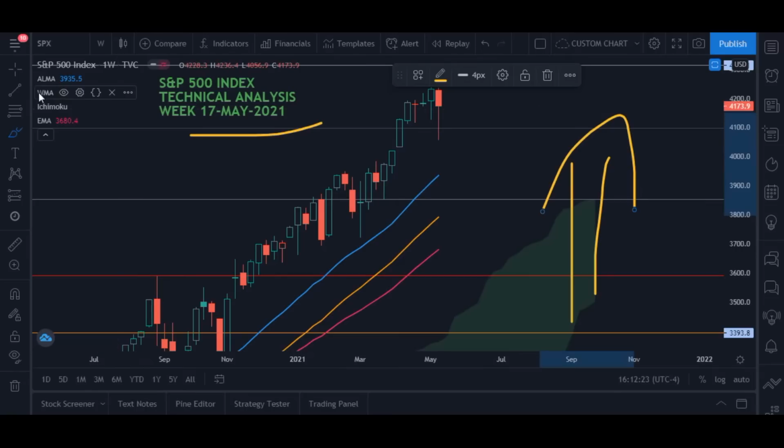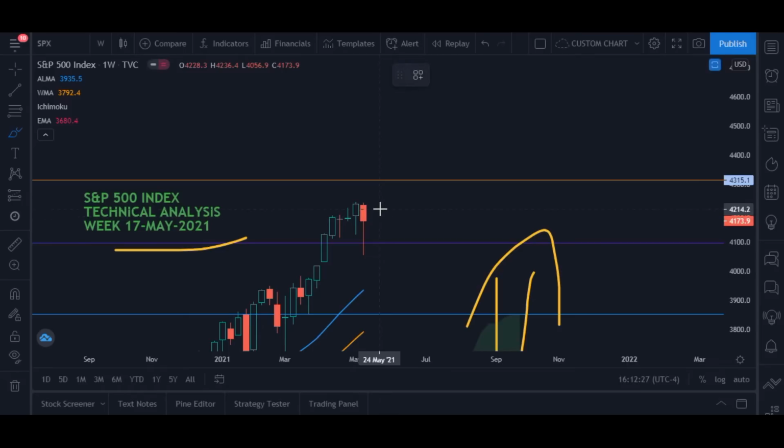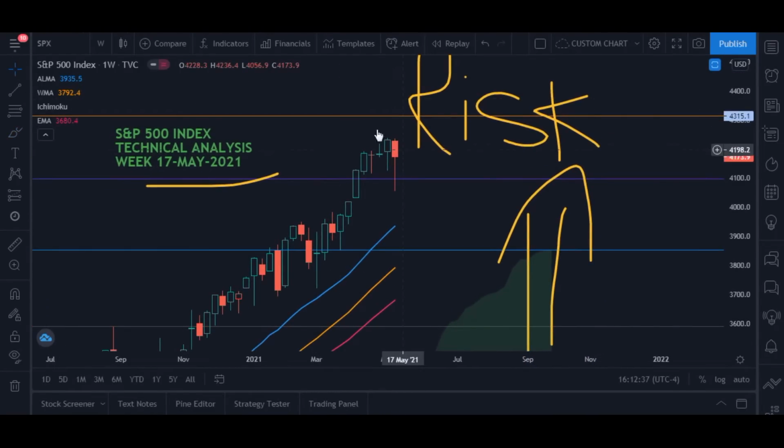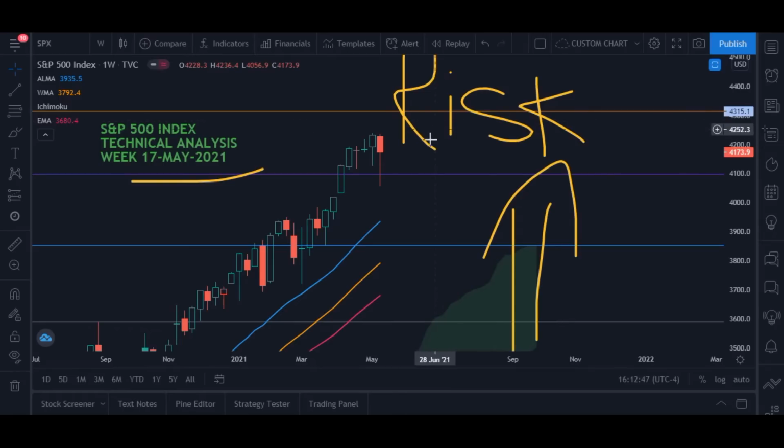But again, the problem remains the same. The market is in the high risk zone. Remember, the market is in the high risk zone. High risk zone means the market may fall anytime. It may come into a correction anytime, and it will come into the correction very heavily. The market is in the high risk zone.